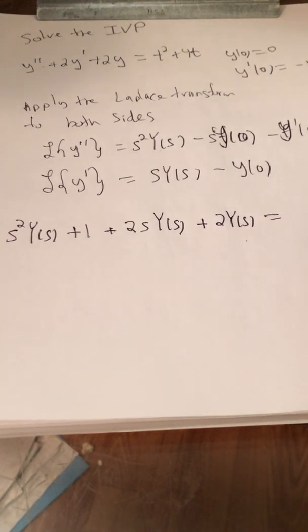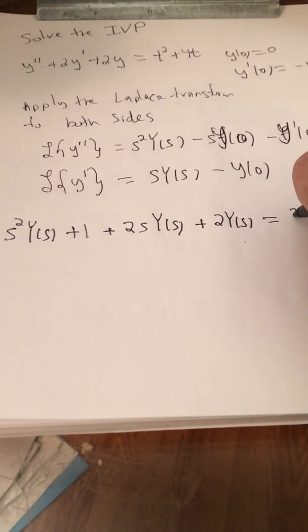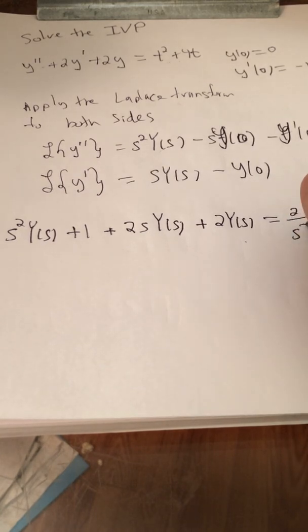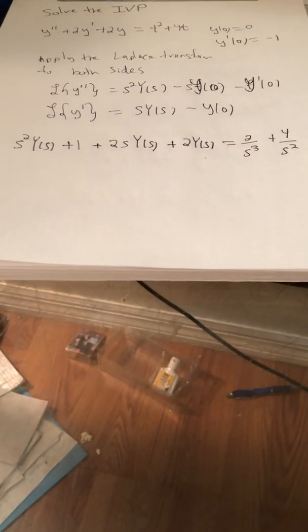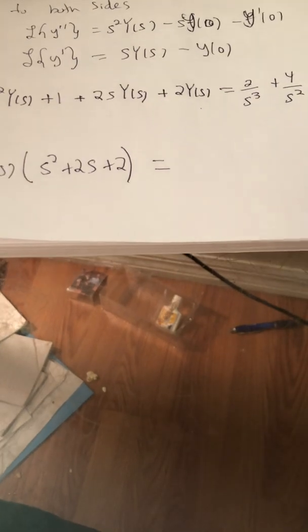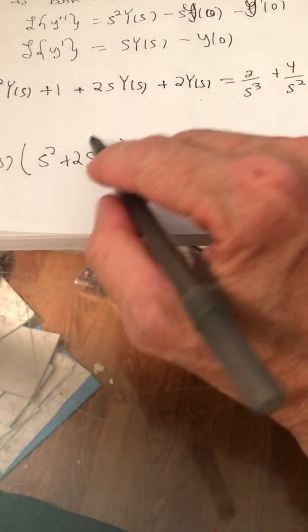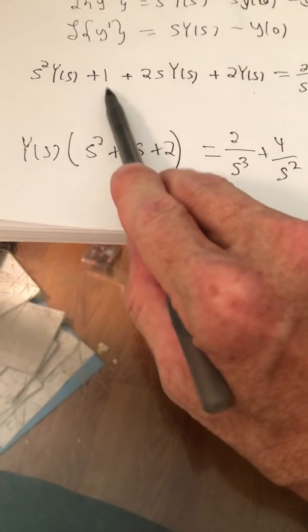Now the right-hand side, we have to take the Laplace transform of t squared plus 4t. So that ends up being 2 over s cubed plus 4 over s squared. So what we have right now is this: Y of s times the quantity s squared plus 2s plus 2 equals 2 over s cubed plus 4 over s squared minus 1. We subtracted 1 from both sides.